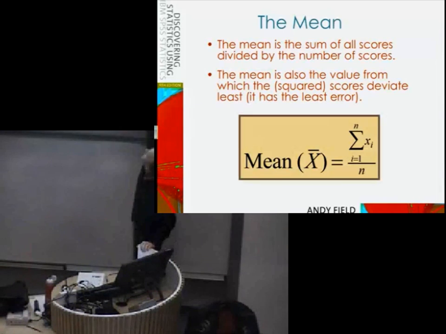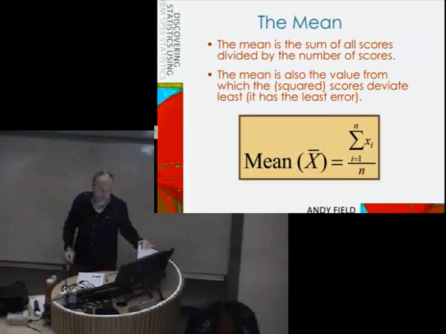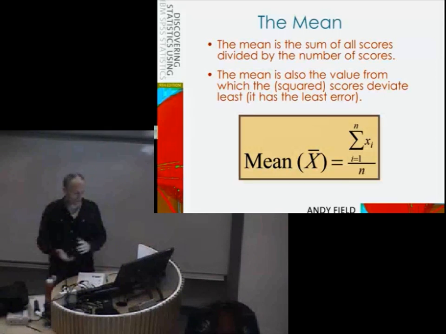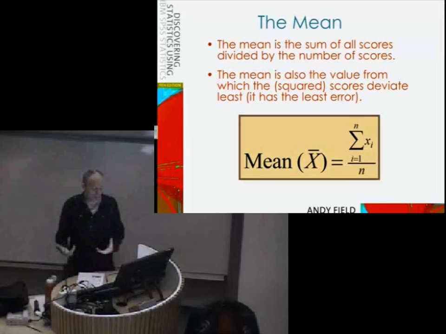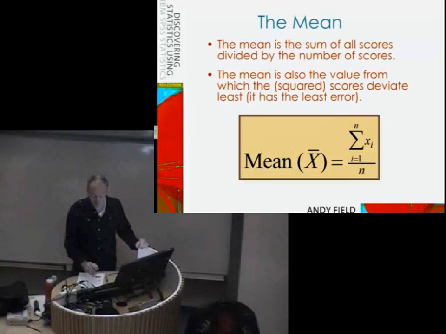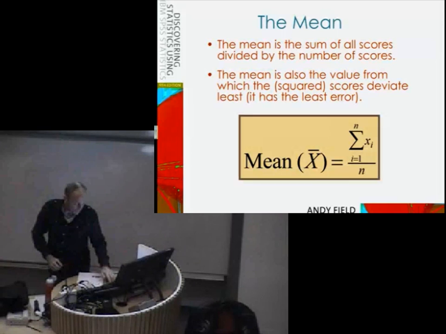The top half up there is just saying add up all the scores that you have, and the bottom half is just n, the number of scores. So it's a very straightforward thing to understand, but it's still, nevertheless, a simple model. You can make predictions about things. So let's look at an example.